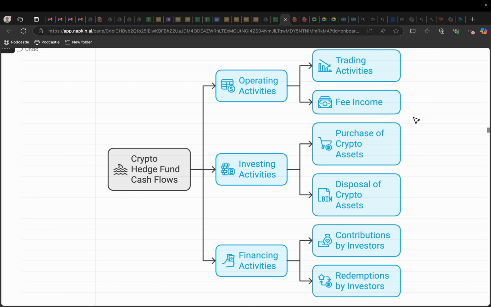Financing activities: contributions by investors and redemptions by investors come under financing activities. So basically limited partners and general partners contribute capital to the fund, or they also request a redemption as well. So those activities come under your financing activities. So this is how your fund flow statement would be, right? Categorization: investing, financing, and operating activities.